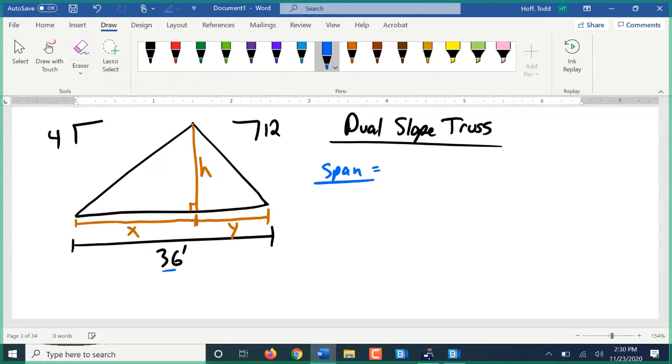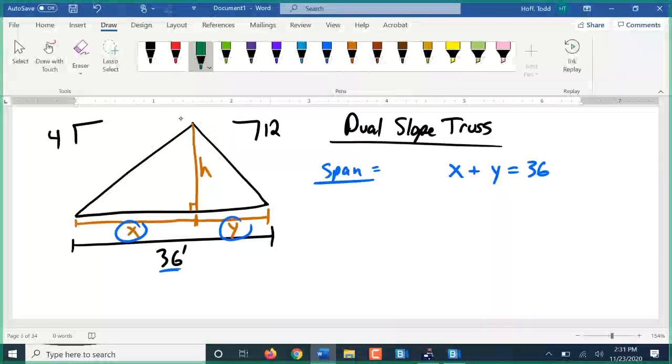The total span is 36 feet, but x plus y adds up to that total span. So that's our first equation here, our most obvious equation. We need a second equation, either in terms of x or y, or some way to turn x and y into the same variable so that we can solve. That's where the h comes in.